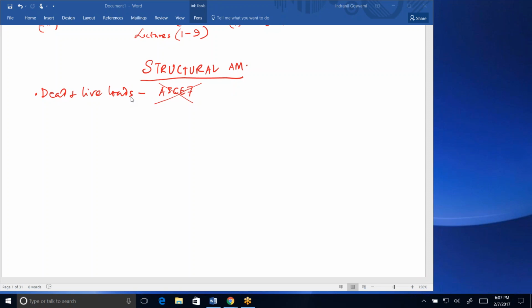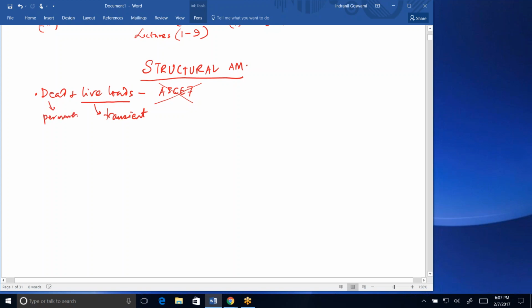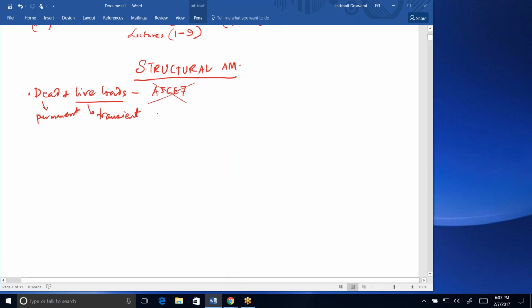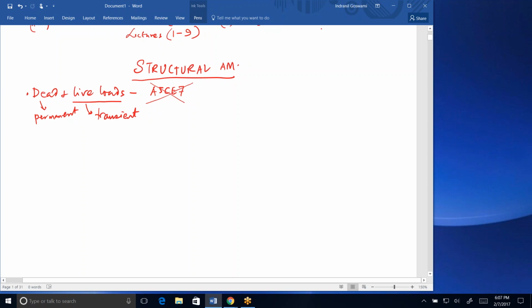When they talk about dead and live loads as a topic in the AM syllabus, they're talking about questions that might depend on the transient nature of live loads, meaning these are permanent and these are transient. So the question may be of the nature, what would be the worst loading combination for designing the footing for this particular building? And if you notice that putting the live load on would actually cause overturning and reduce the, hang on a second.